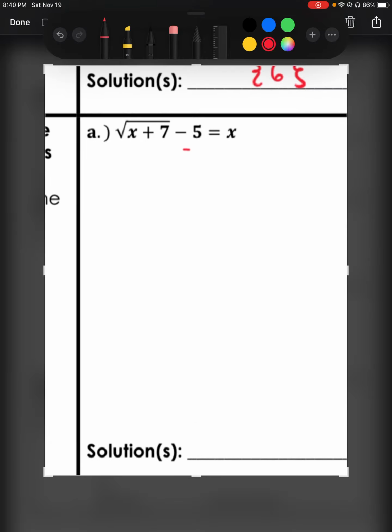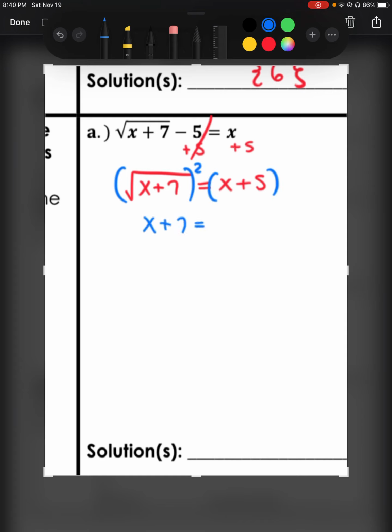So this one here, we're going to add the 5 over. We're going to end up with the square root of x plus 7 is equal to x plus 5. And now we're going to square both sides. So the radical part goes away, and we're left with x plus 7 equals. Now remember, we also have to square the other side.